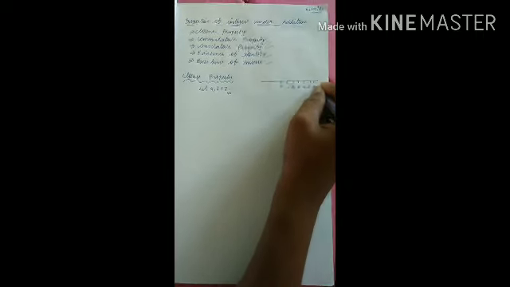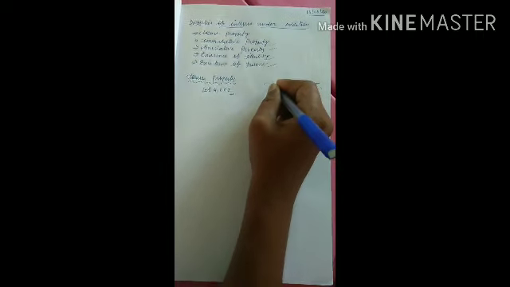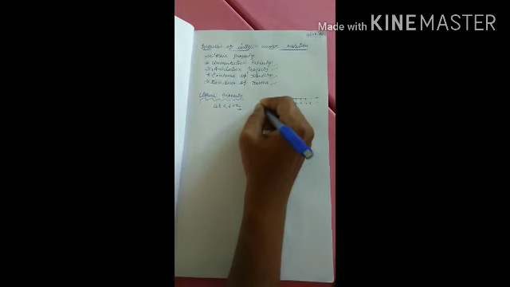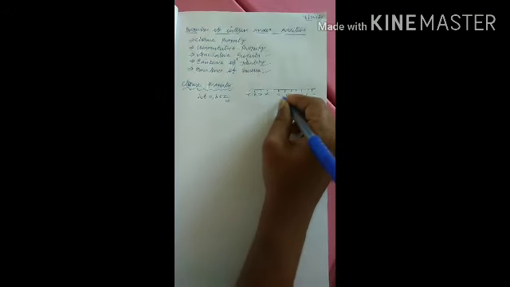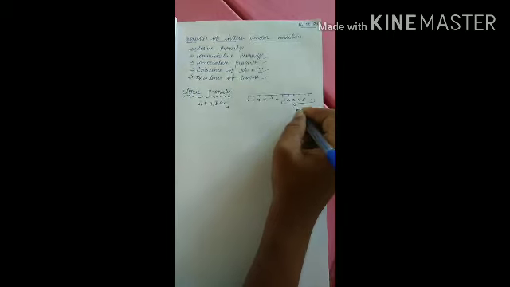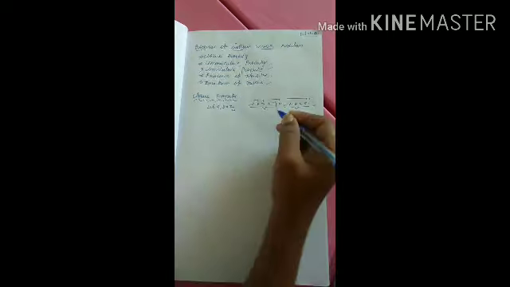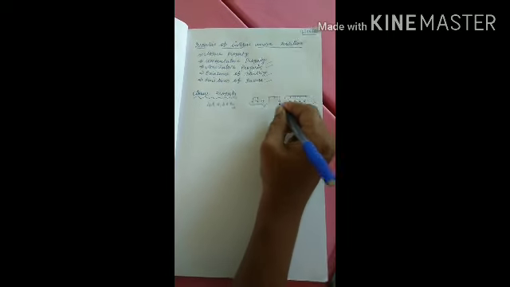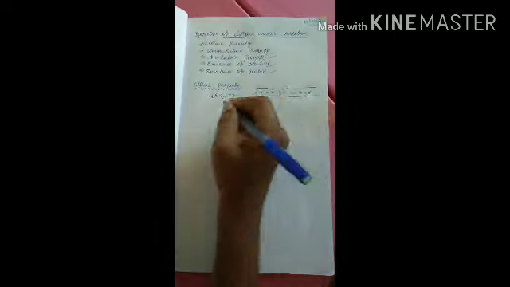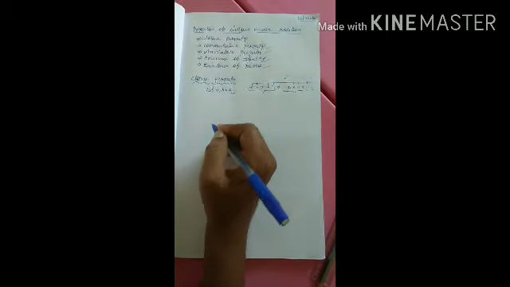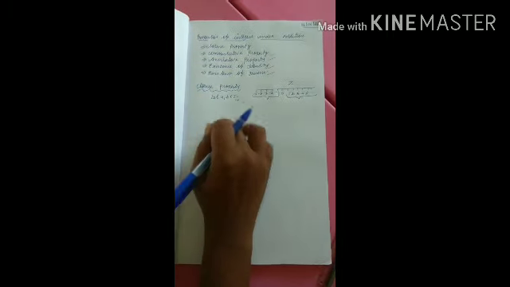3, 4, 5 etc. Here minus 1, minus 2, minus 3, minus 4, minus 5. Moving right side is positive integers, moving left side is negative integers. This center value, that is 0, is neither positive nor negative. This set of positive numbers, negative numbers with 0 is integers. Clear?